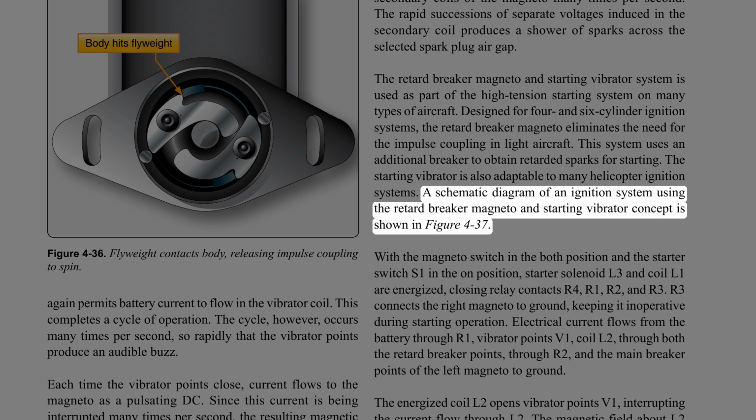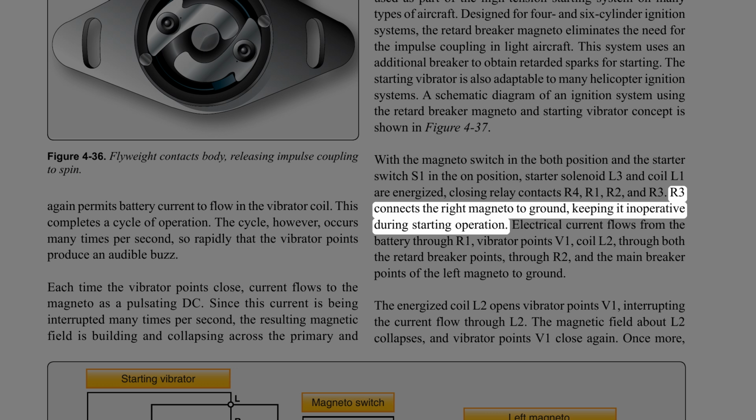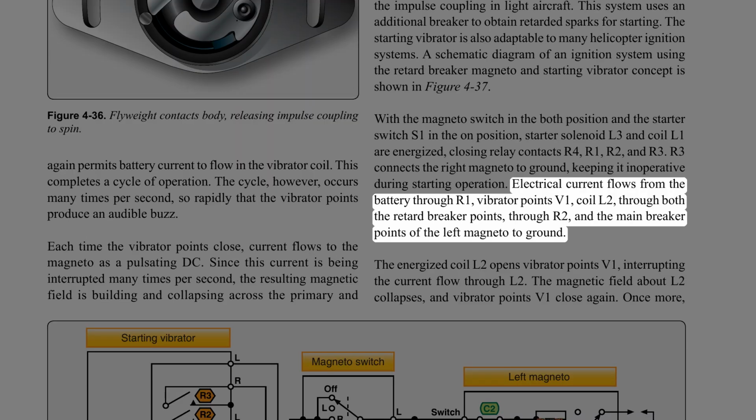A schematic diagram of an ignition system using the retard breaker magneto and starting vibrator concept is shown in Figure 4-37. With the magneto switch in the both position and the starter switch S1 in the on position, starter solenoid L3 and coil L1 are energized, closing relay contacts R4, R1, R2, and R3. R3 connects the right magneto to ground, keeping it inoperative during starting operation. Electrical current flows from the battery through R1, vibrator points V1, coil L2, through both the retard breaker points, through R2, and the main breaker points of the left magneto to ground.